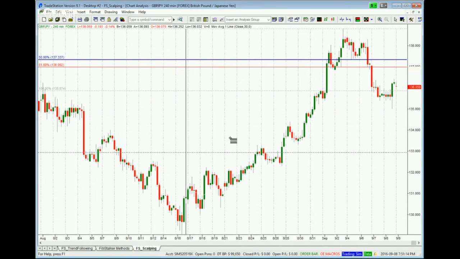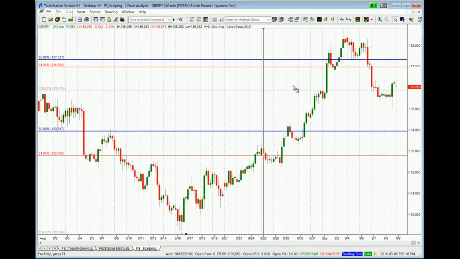So we have an extension here in play, but I think that this market will need to test at least the trend continuation higher here, the 134, before we're going to know whether the Japanese yen is going to continue lower, propelling US dollar, Japanese yen, and pound higher or not.